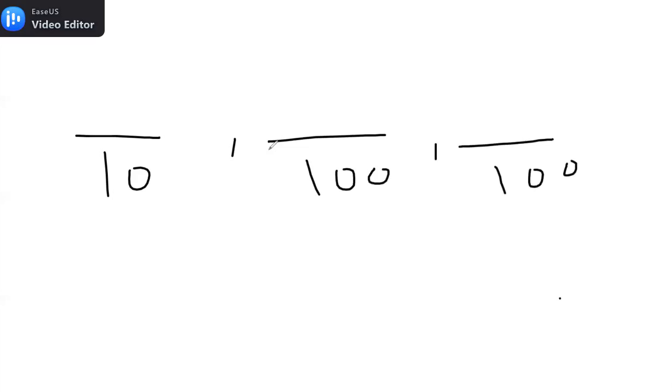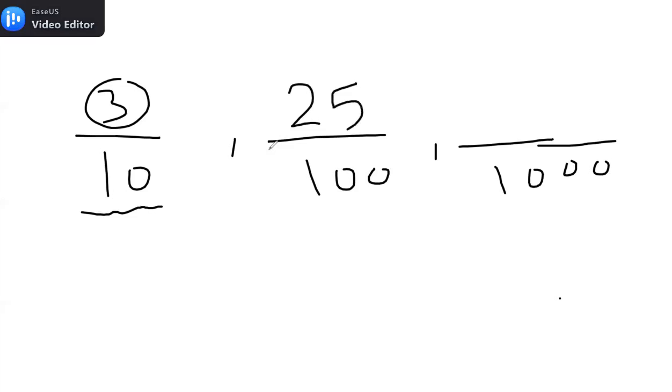Any fraction with a special denominator: 10, 100, or 1,000. For example, 3 over 10 is a fraction. The top number is 3 and the bottom number is 10. 25 over 100 is a fraction.